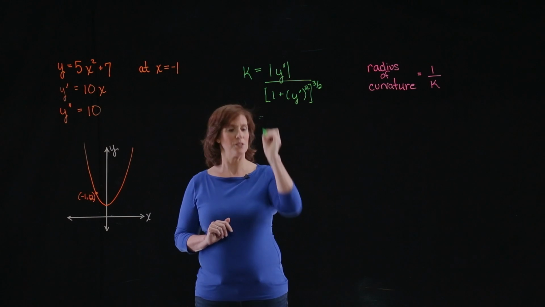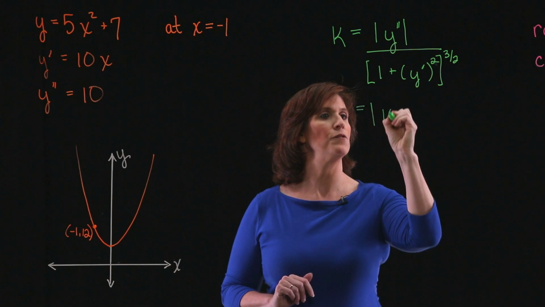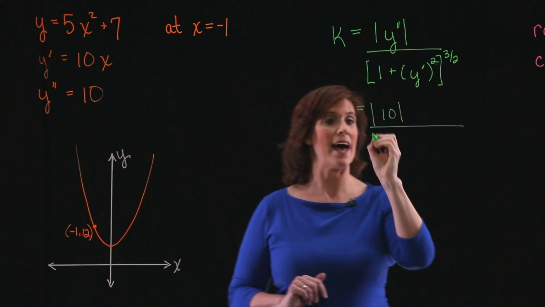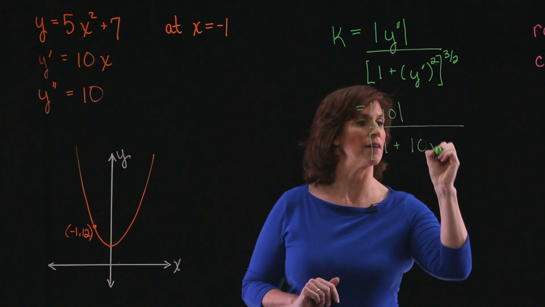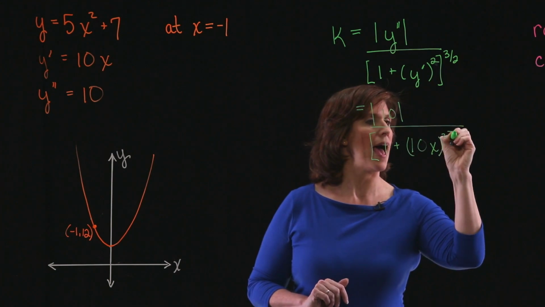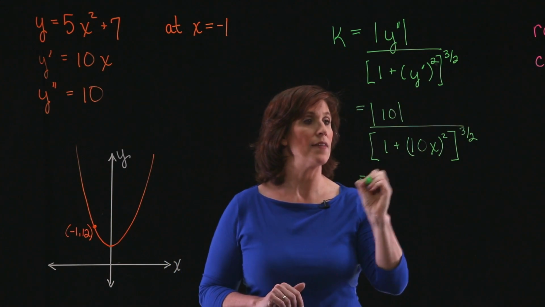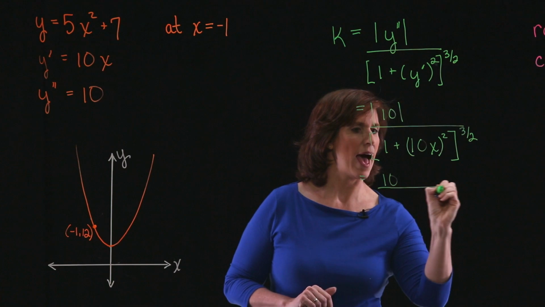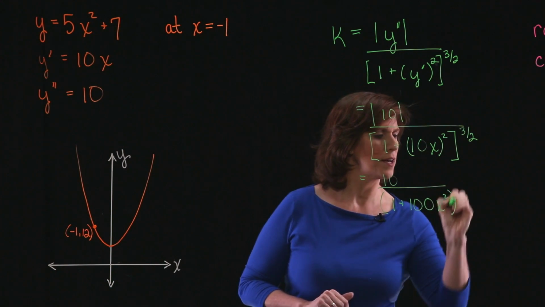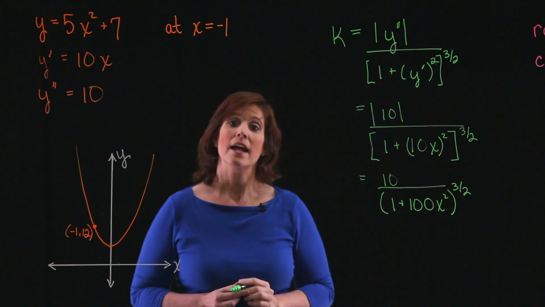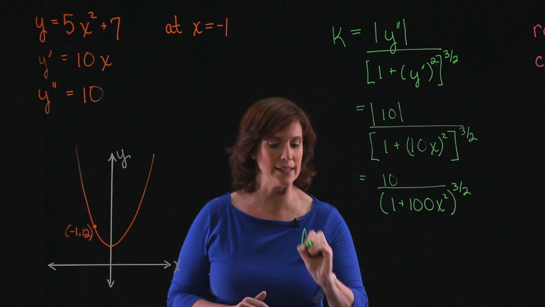I'm going to take the absolute value of the second derivative. So that's the absolute value of 10. And then I'm going to divide that by 1 plus y prime, which is 10x, squared, and then raise all of that to the 3/2 power. Okay? So the absolute value of 10 is just 10, and I have 1 plus 100x squared to the 3/2 power. Now that will give me the curvature at any point, but in particular in this problem, I'm interested in what happens at x equals -1.